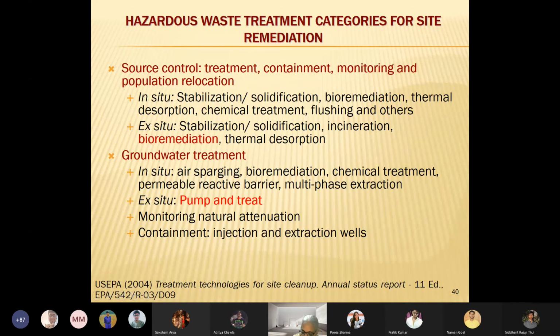In situ means that instead of removing the material from its location, you provide treatment where it is in its location. That is in situ. Ex situ means you remove the material from the location in which it is and take it to a treatment plant or facility. Bioremediation is one big one. I'll show you a couple of examples in the next few slides. If the groundwater gets contaminated, there are several options. I'm going to show you pump and treat, and there are several others.